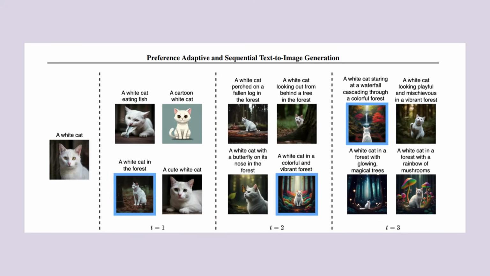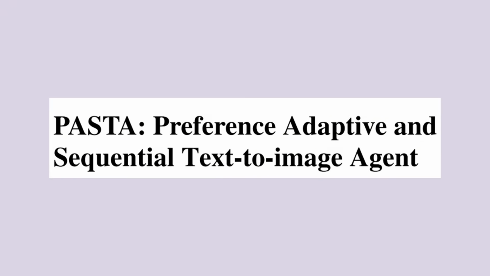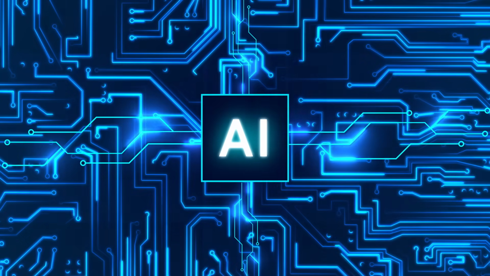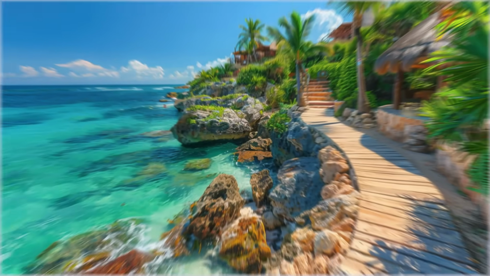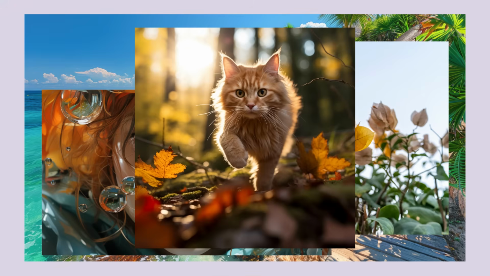Let me break down what Pasta actually does and why you need to know about this. Pasta stands for Preference Adaptive and Sequential Text to Image Agent. Right now, when you use AI image generators, you type a prompt and hope it works. You get 4 images and maybe one is close to what you wanted. Pasta completely fixes this problem. Instead of guessing what prompt to write, Pasta talks to you. It shows you options and learns what you actually like.